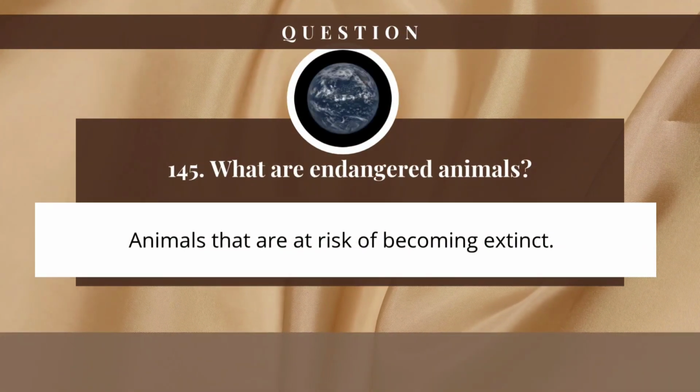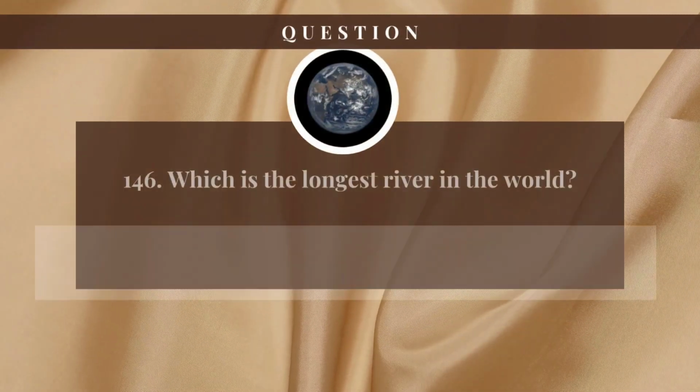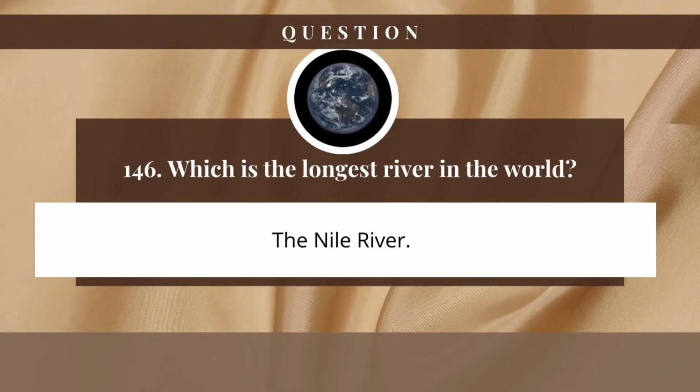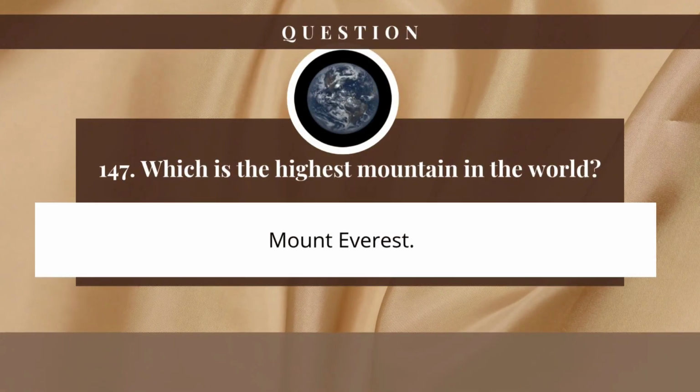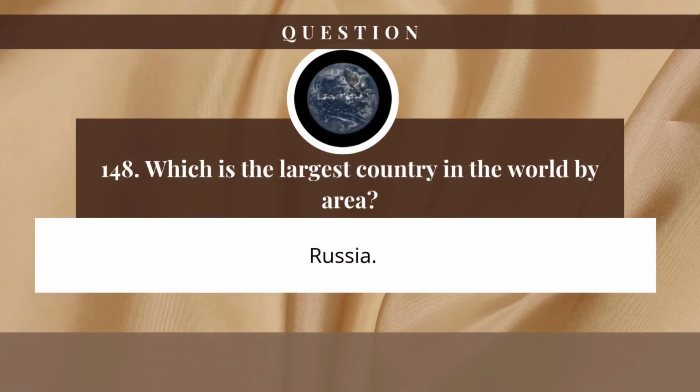145. What are endangered animals? Answer: animals that are at risk of becoming extinct. 146. Which is the longest river in the world? Answer: the Nile River. 147. Which is the highest mountain in the world? Answer: Mount Everest. 148. Which is the largest country in the world by area?